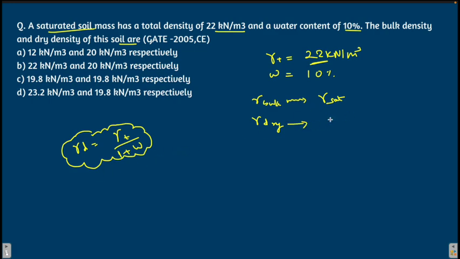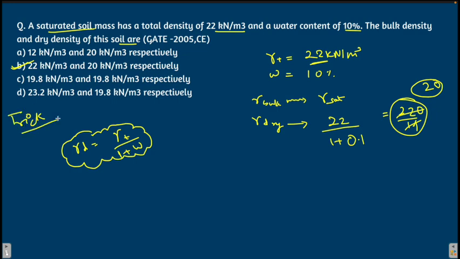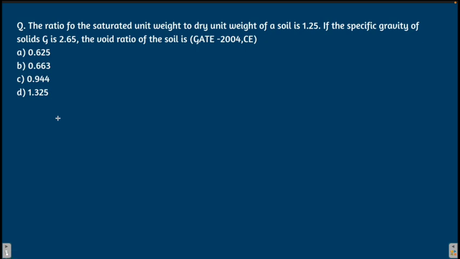Gamma dry is gamma total, which is given to you as 22 kilonewton per meter cube, divided by 1 plus w. w is how much? 10%, that means 0.1. That is 22 divided by 1.1. So it's nothing, 11 twos are 22, 20. So the answer will be 22 kilonewton per meter cube and 20 kilonewton per meter cube respectively. So this was a trick question. Now let's move ahead with another question.